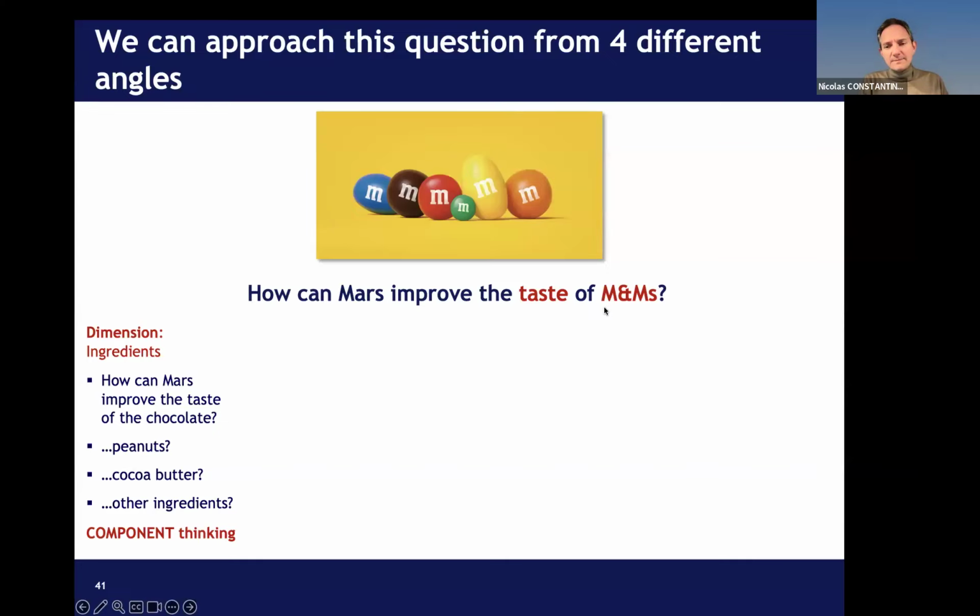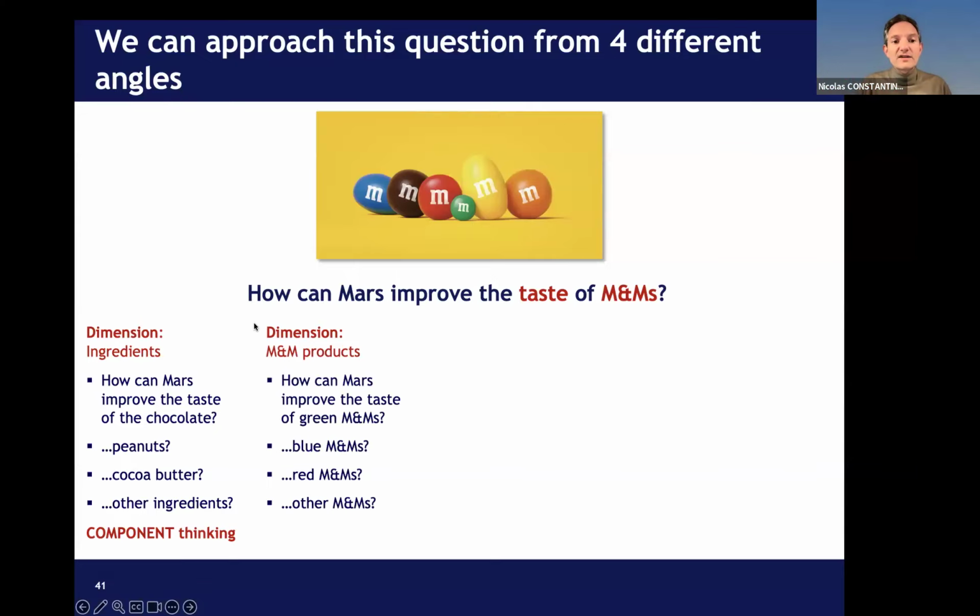Another way of thinking about this is to take my M&Ms again, but notice how the M&Ms are a population. It's not just one, we're talking about all the M&Ms. And when it's a population, you can break down the population. So in this case, the logic or the dimension I could use is the types of M&M products. In other words, how can Mars improve the taste of the green M&Ms, of the blue M&Ms, of the red M&Ms, of other M&Ms? This is segmentation thinking, because I've taken a population of objects and I've segmented it.